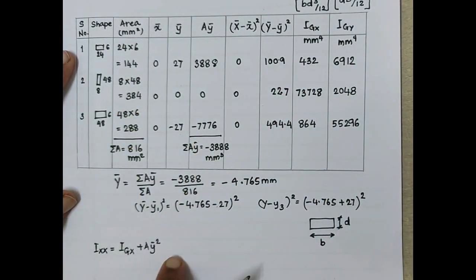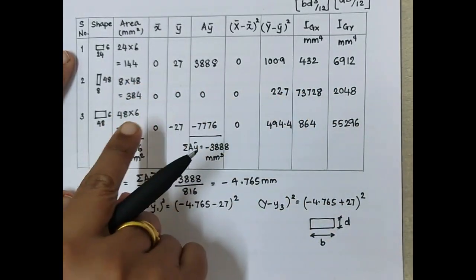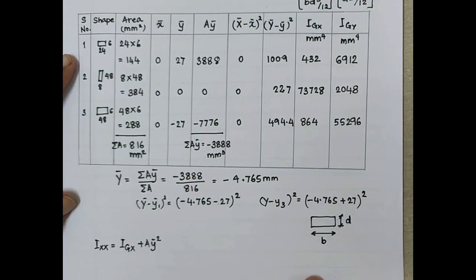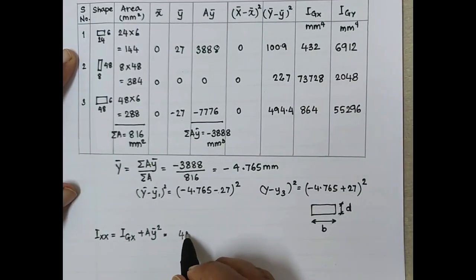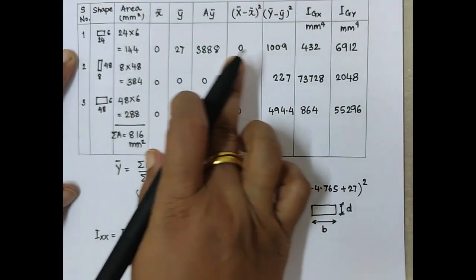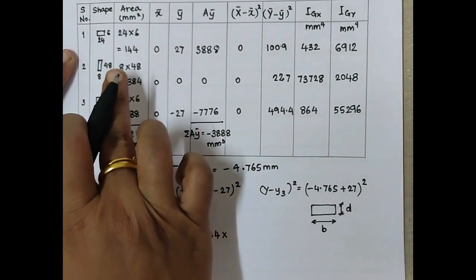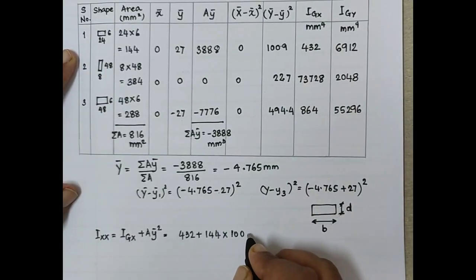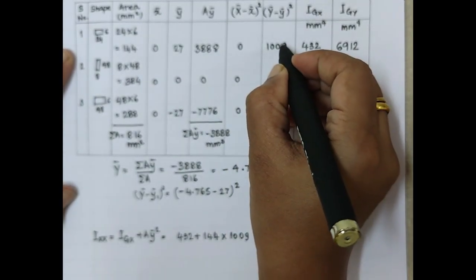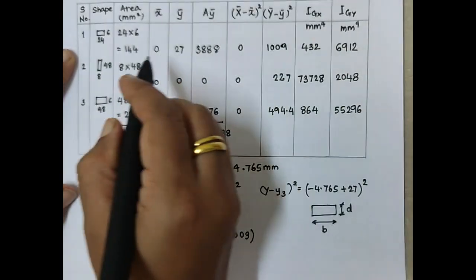So in this particular equation you are going to get 3 brackets. Each bracket is going to resemble one of the rows. So each row 1 bracket. Let's go ahead. So we have IGX, that is 432, plus the same row area is 144 into y square, you get it as 1009. This is 1009. Okay. So this entire thing is the first row.